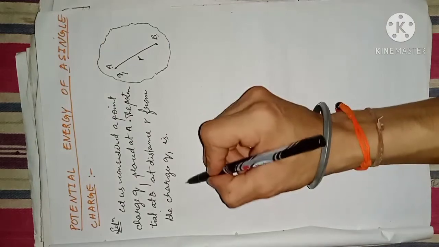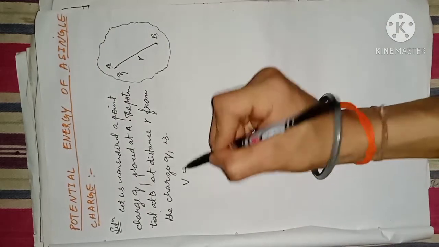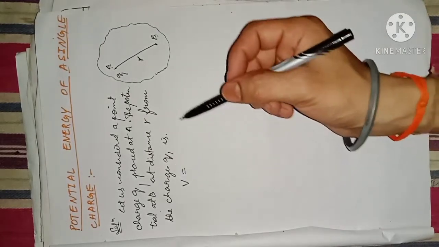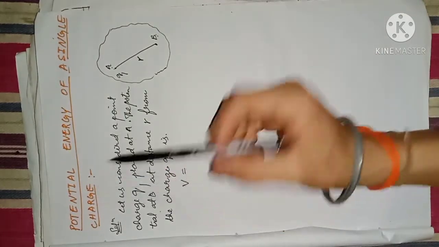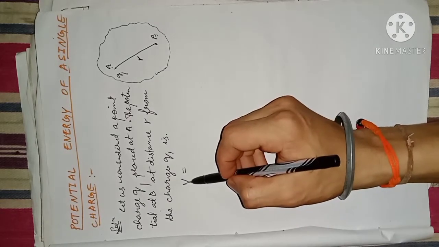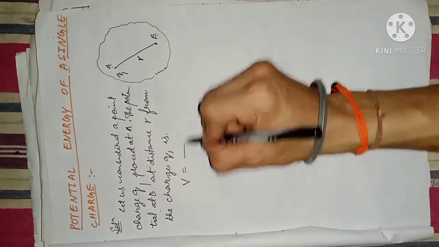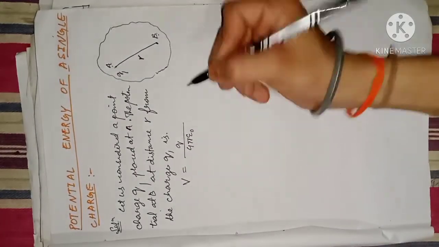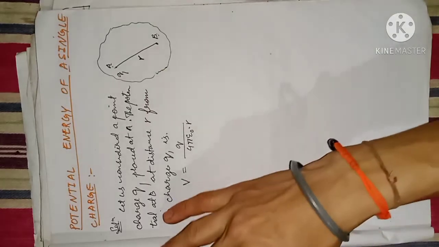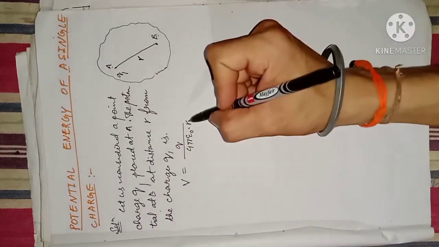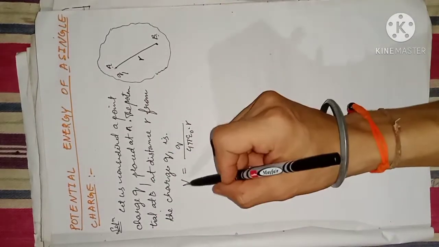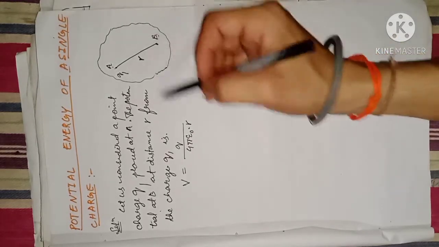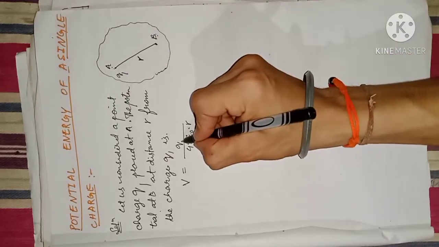So we can write this potential: V is equal to, since we have learned the formula of electric potential, V is equal to Q by 4 pi epsilon naught into r. If you have not learned this from the previous videos, you can learn it. In this case the charge is q1, so we need to write q1 here.